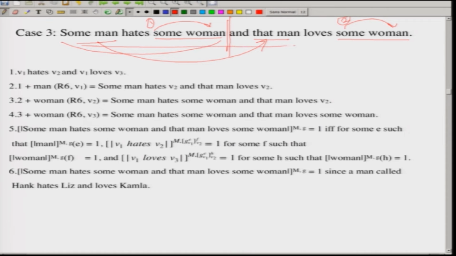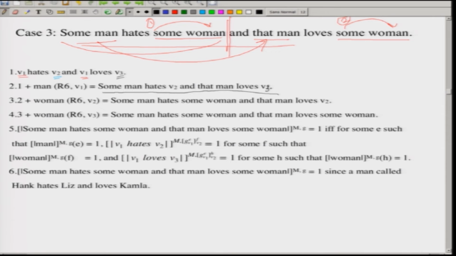So, yeah, here is a case of repetition, that is why we have V1 and V1, but these are 2 different things. So, we have V2 and we have V3. Now the derivation, the first step: we apply R6 to the variable V1 and we get this: some man hates V2 and that man loves V2. So, the first will be some man, this will be V3.